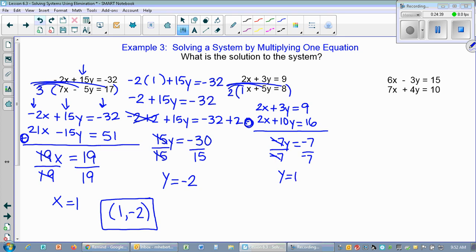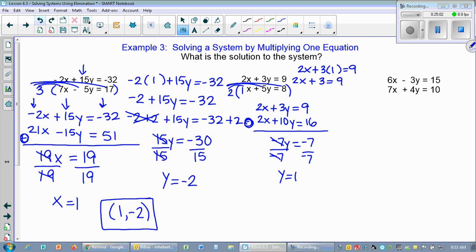I will now substitute that positive 1 for y into the first equation. So I'm going to do 2x plus 3 times the y value equals 9. And I'm going to substitute that y value with 1. Remember, parentheses when substituting. So 2x, now solve, 3 times 1 is 3, is equal to 9.